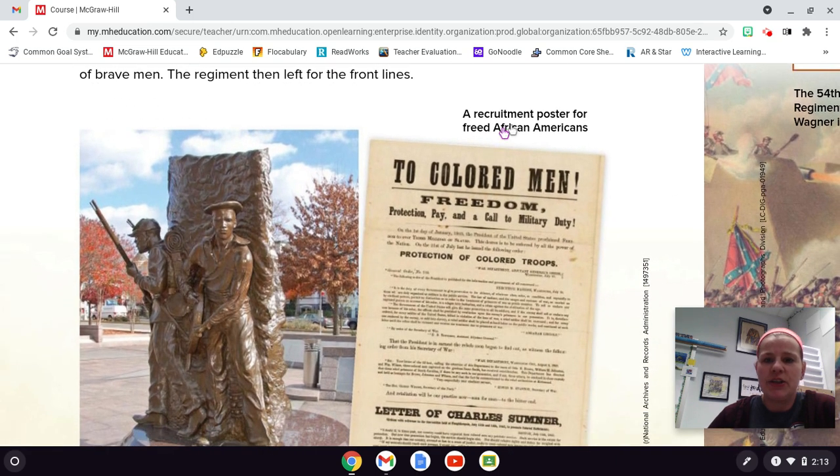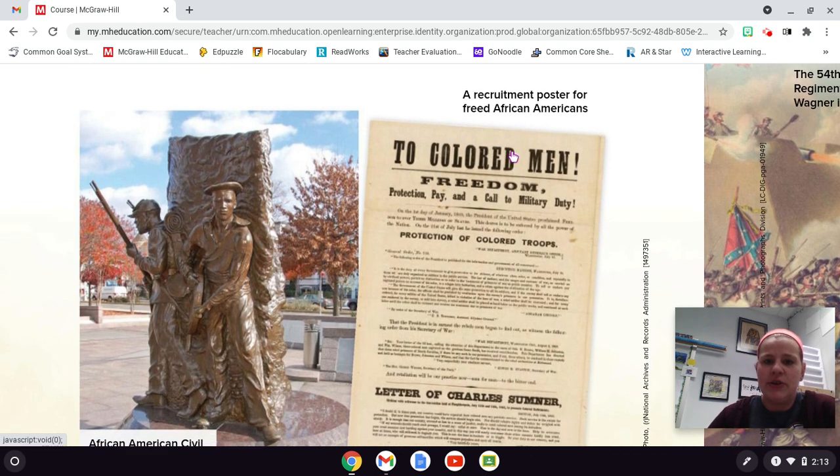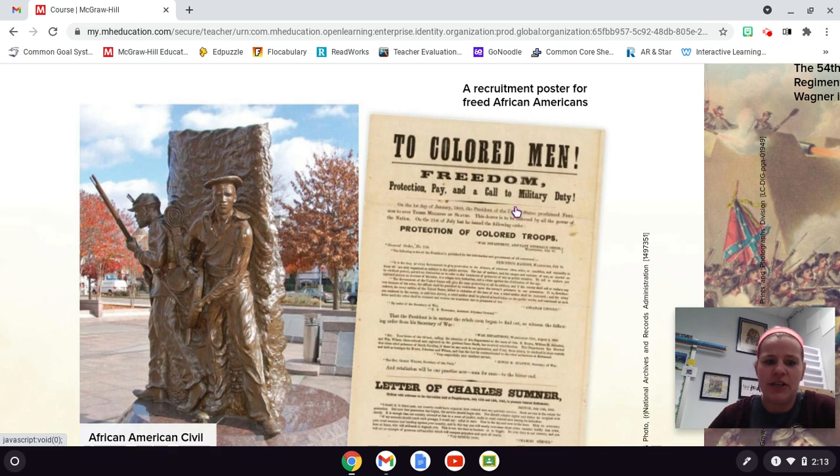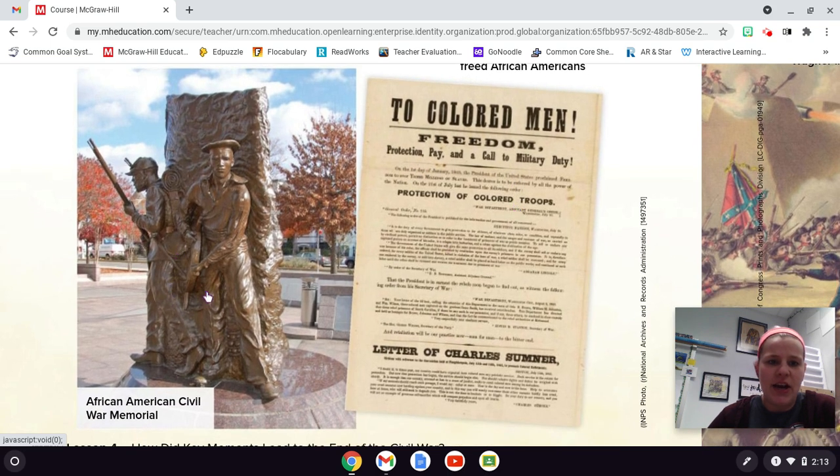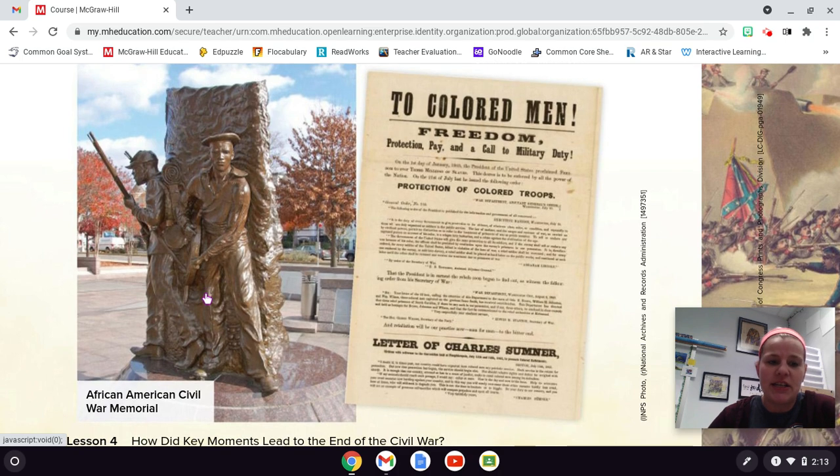So here it says it's a recruitment poster for freed African Americans. So it says, to colored men, freedom, protection, pay, and call to military duty. And this here is an African American Civil War memorial.